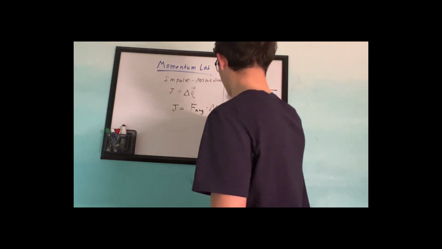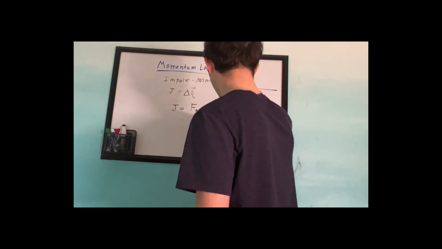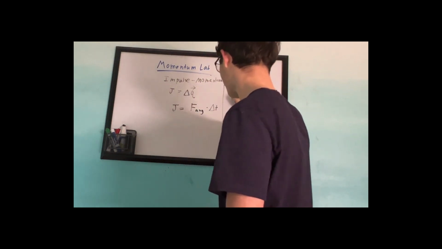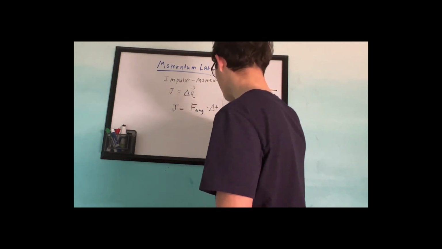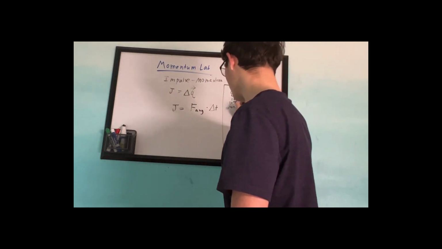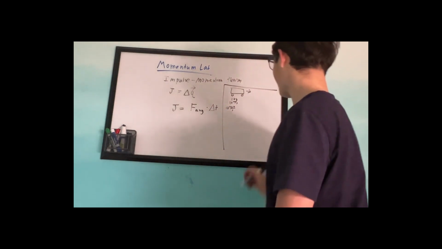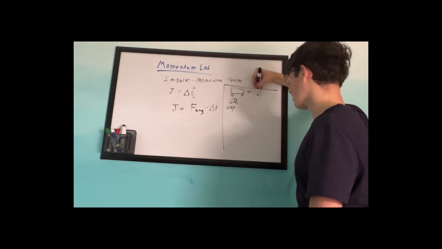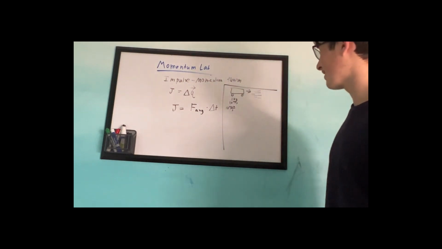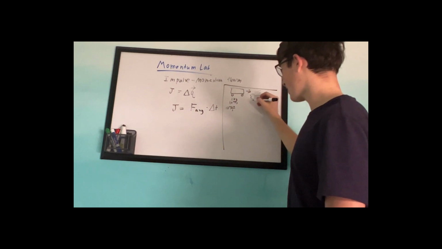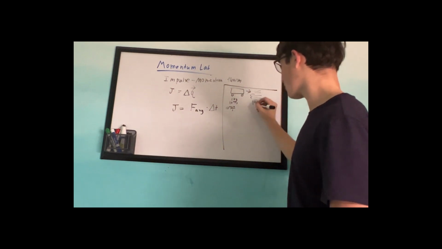So we have this car going along. Let's go 1 kilogram, 10 meters per second. Keep it easy. So we have 10 kilogram meters per second. And then all of a sudden it's going to hit this gust of wind that's going to be applying 10 newtons for 2.5 seconds.